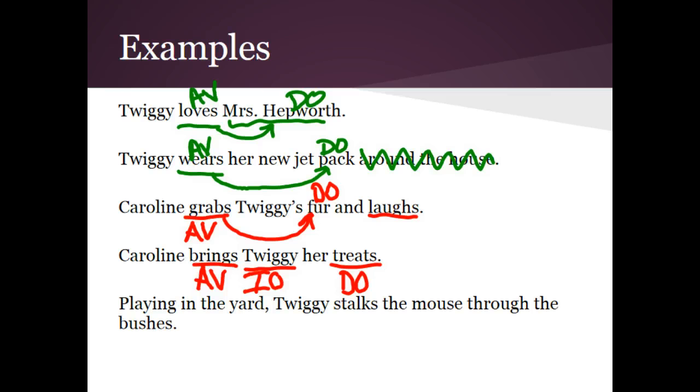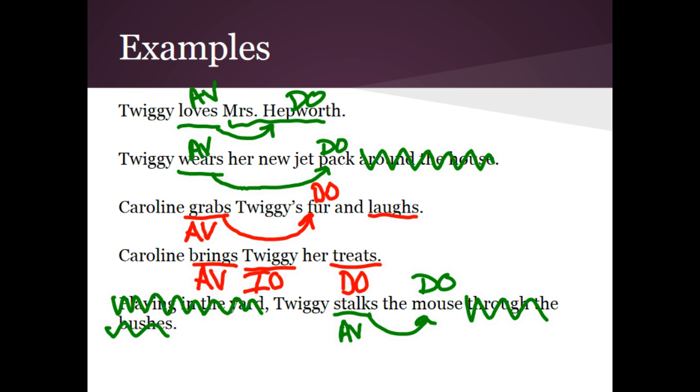Okay. The last sentence reads like this. Playing in the yard, Twiggy stalks the mouse through the bushes. We have a couple things to cross out. We're going to start with through the bushes because that is a prepositional phrase. We're going to cross out playing in the yard because that is another type of phrase, which we'll talk about a little bit later. Leaves us with a very basic sentence, which reads, Twiggy stalks the mouse. Stalks is our action verb, and we ask ourselves, what is the thing being stalked? The answer is the mouse, and that is because the mouse is the direct object.